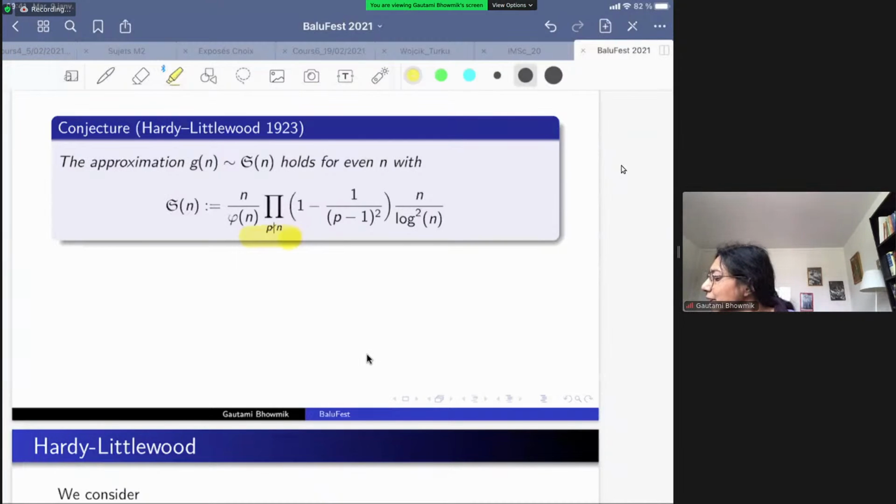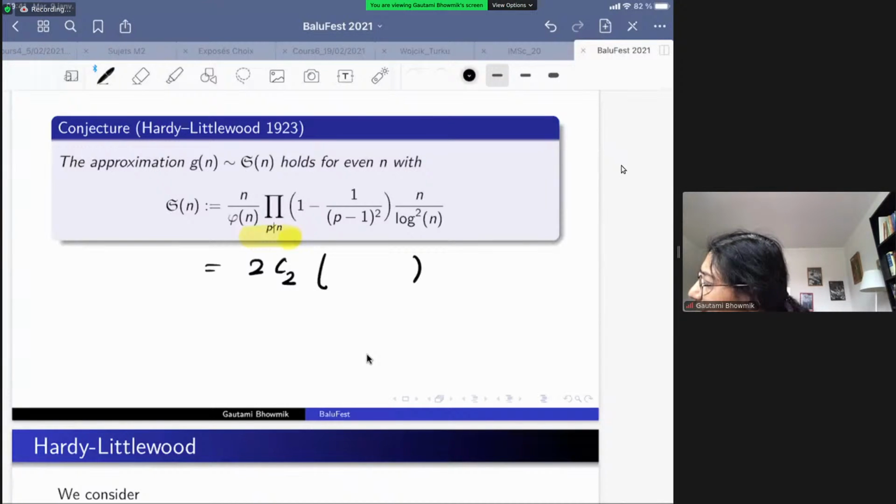This is expected. And what is this? You could also write this as, I'm just stating it for a certain reason which you will see, 2 times C2. This is the constant involved in the twin prime problem, and some product here, and the same thing here.